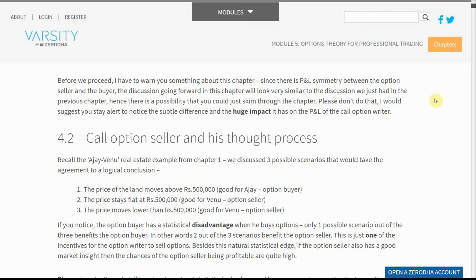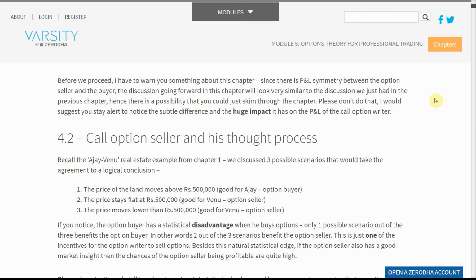4.2 Call option seller and his thought process. Recall the AJ Venue real estate example from Chapter 1. We discussed 3 possible scenarios that would take the agreement to a logical conclusion. The price of the land moves above 500,000 rupees, good for AJ, the option buyer. The price stays flat at 500,000 rupees, good for Venue, the option seller. The price moves lower than 500,000 rupees, good for Venue, the option seller.